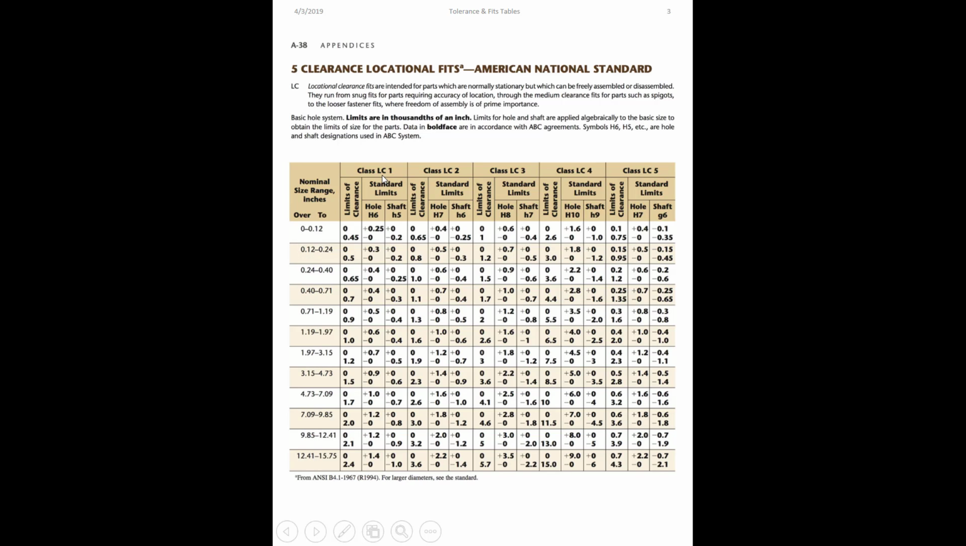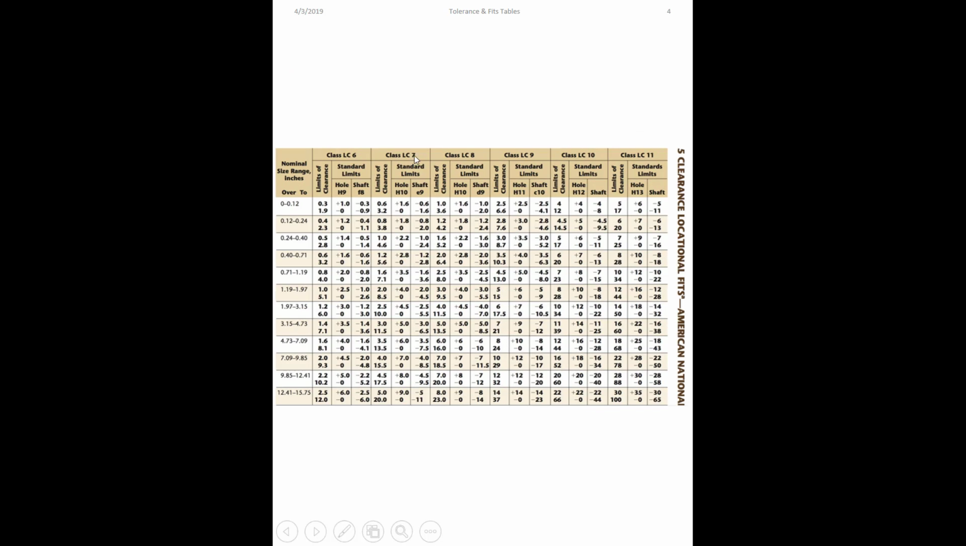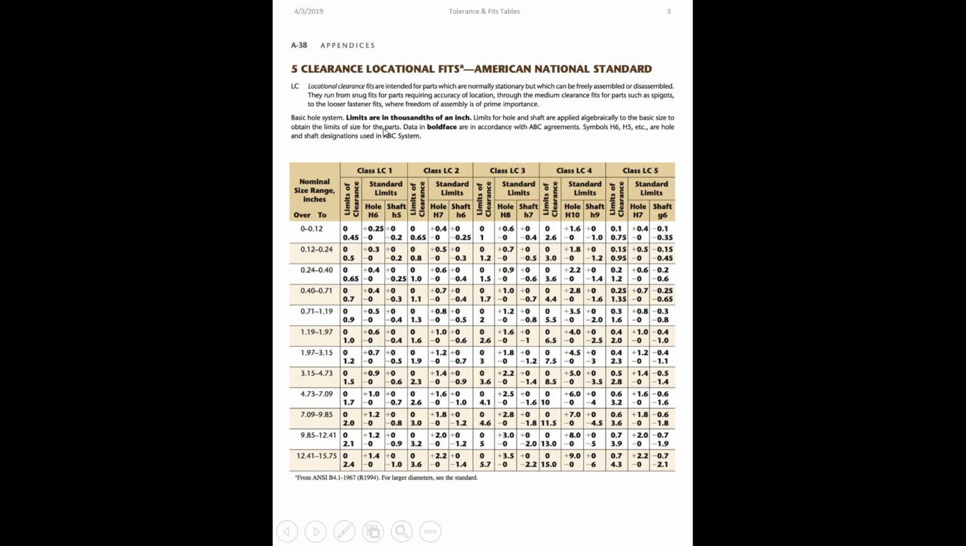If you see the class is LC, it means they are talking about clearance locational fits. You have class 1, 2, 3, 4, 5, 6, 7, 8 until 11. Once again, all those numbers are in thousandths of an inch. So this number is actually 0.00025 inch, so 3 zeros before the 25 because it's a thousandth of an inch.